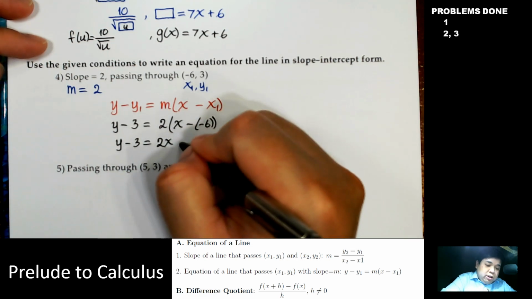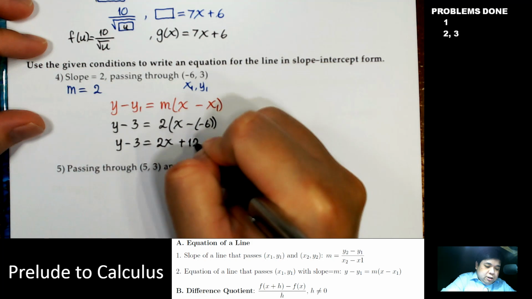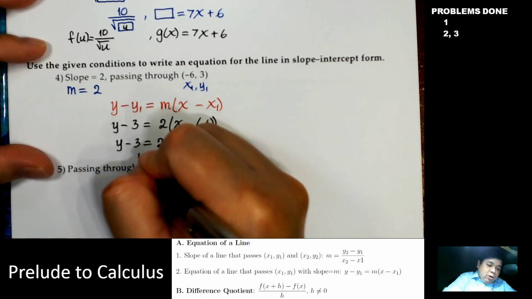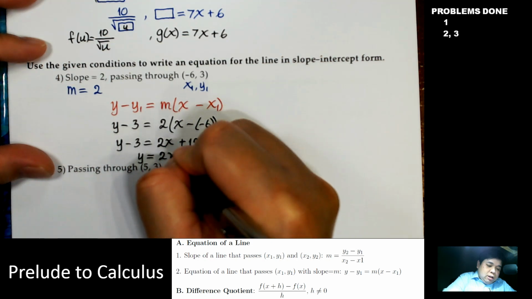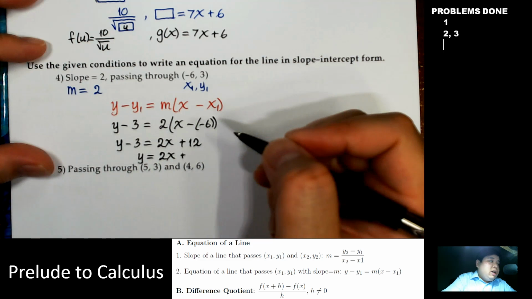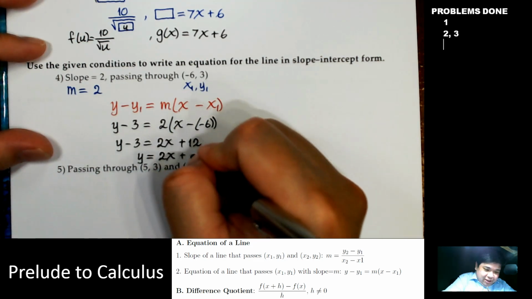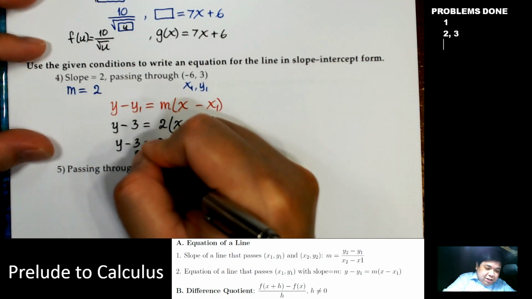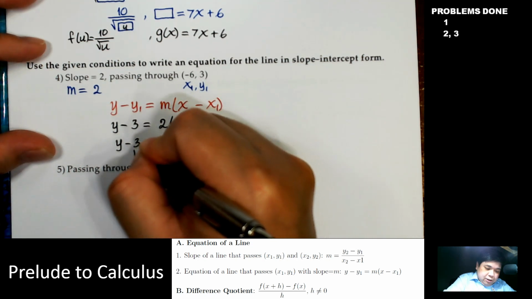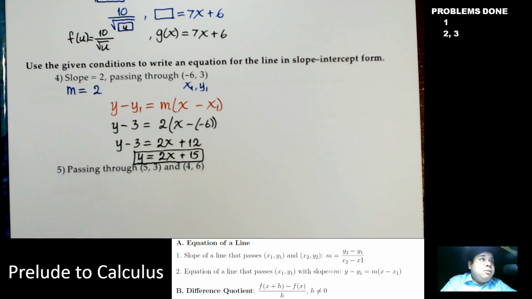So we have y minus 3 equal to 2x minus a negative 6, so that plus a positive 6 times 2 is 12, and plus 3 on both sides. We have y equal to 2x plus 15. So I have that.